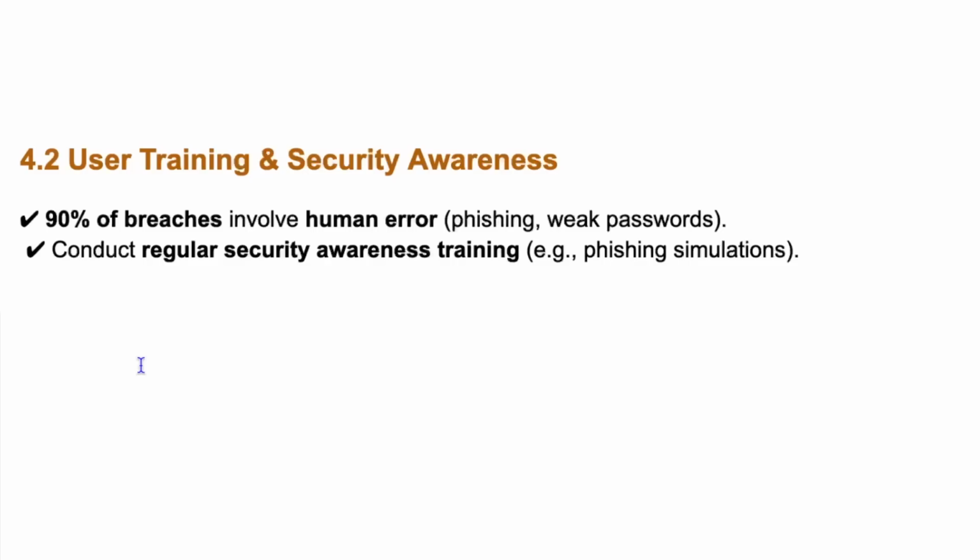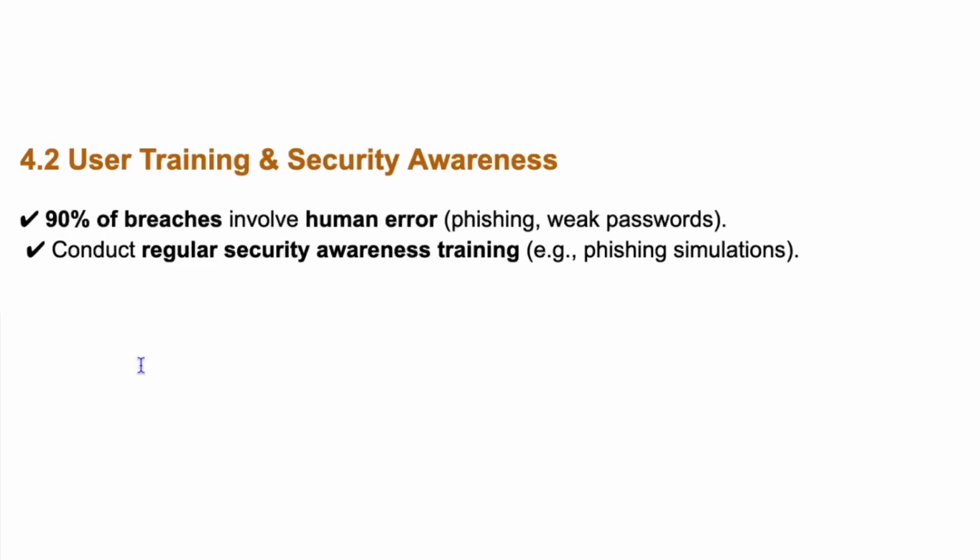Another element under operational controls would be user training and security awareness. As we've already established, human error is the weakest link in the security chain, and 90% of breaches involve human error. As long as the systems are patched, as long as everything is updated regularly, there really isn't that much that can be done against a system or software because it's just secure.